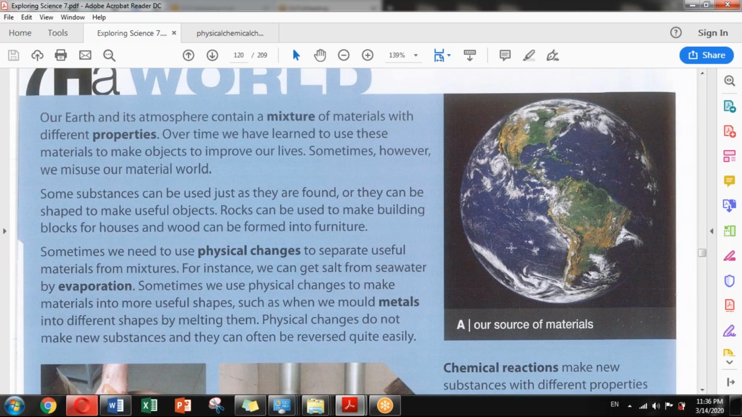Okay, here it is written that over time we have learned to use these materials to make objects to improve our lives. Yes, it's correct. Science is always improving, developing, so all of it is for improving our lives. But sometimes we misuse our material world, so it causes decreasing or running out of the Earth's, how can I say, materials, resources. So we have to know in which way we should use our resources. And physical change and chemical change. What is that?